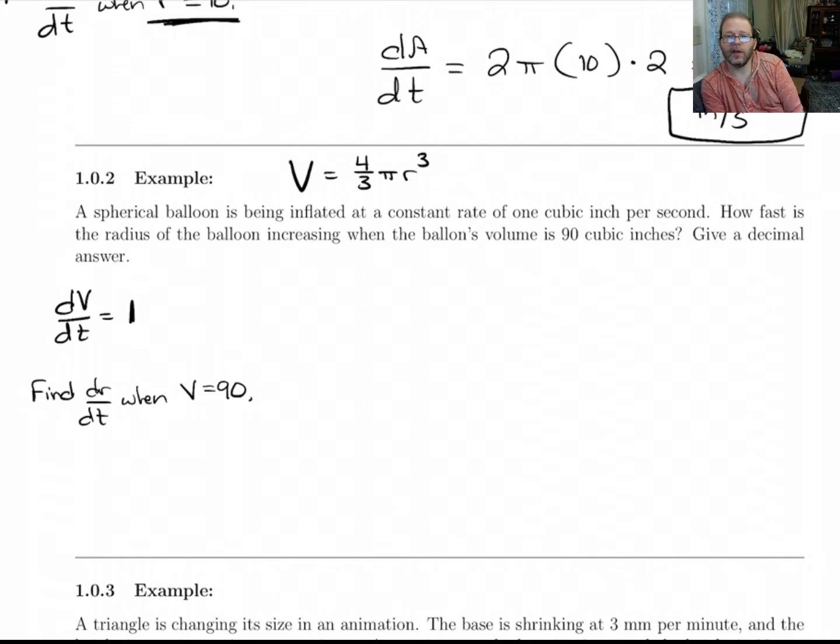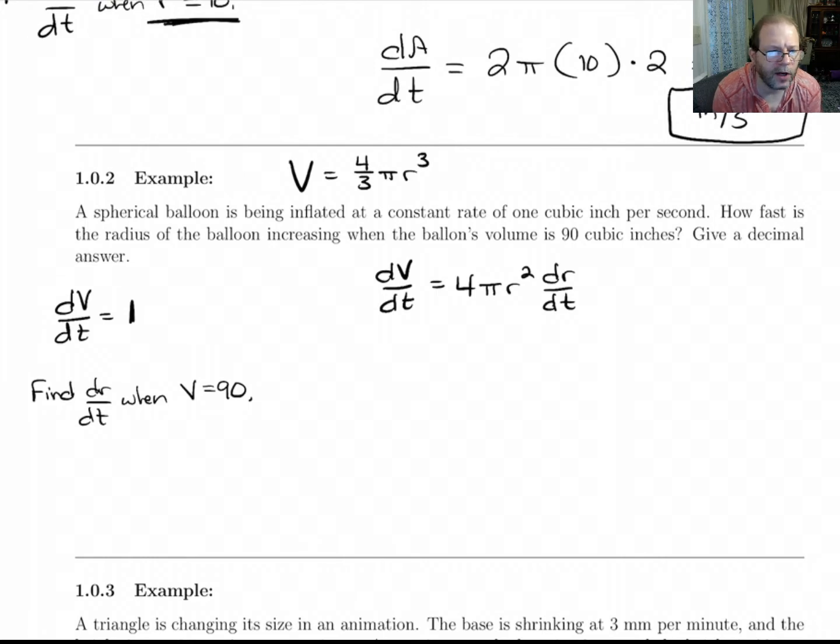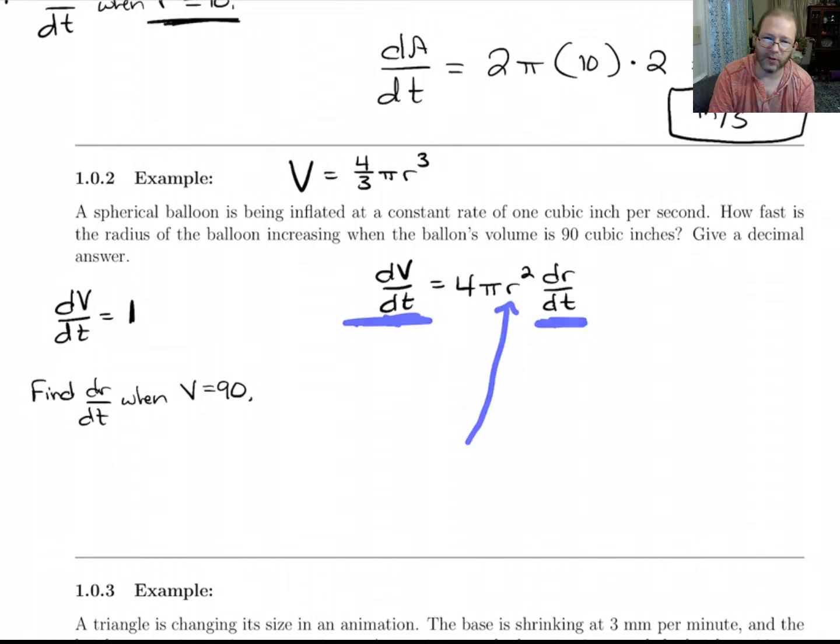So let's take the derivative of that formula up there, and that'll give us the rate equation we need. The derivative of V with respect to time is just dV/dt. And over here, if you take the derivative of this, you get 3 times 4/3, which gives you 4 pi r squared times the derivative of r with respect to time. So now we've got almost all that we need. It says find dr/dt when V is 90. We know that this value here is 1. We've got to figure out what r is at this instant in time.